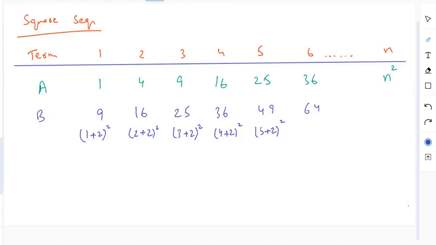So what happens here in the last case, जब n होता है वहां पे, n में हम 2 ऐड करेंगे और फिर हम उसको स्क्वायर करेंगे. That is going to be the nth term formula for the sequence: n plus 2 the whole square.